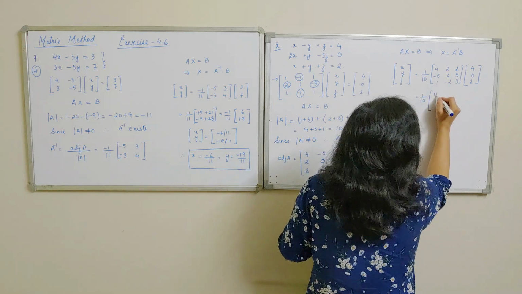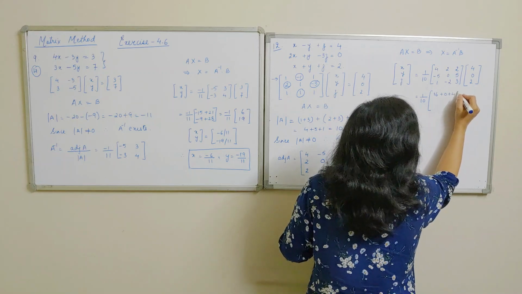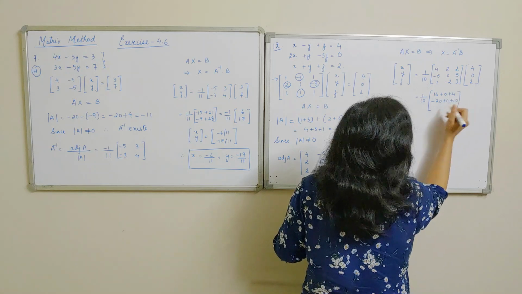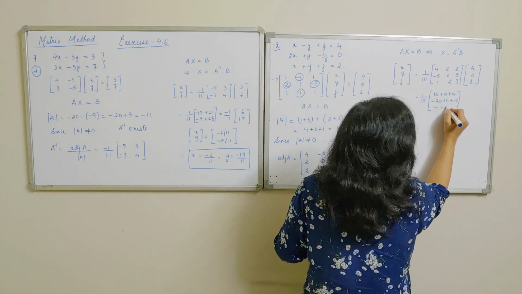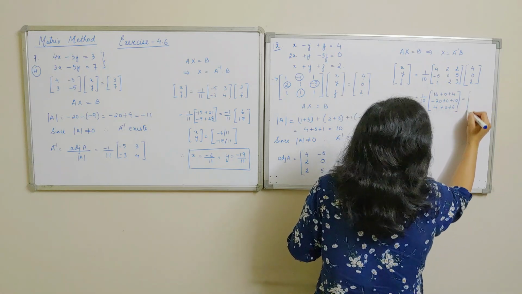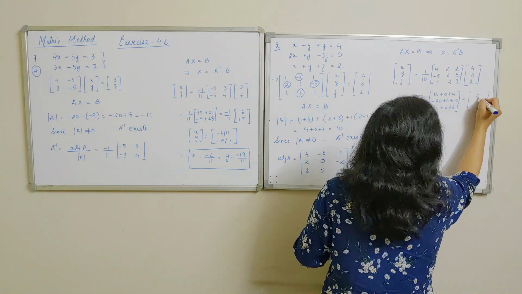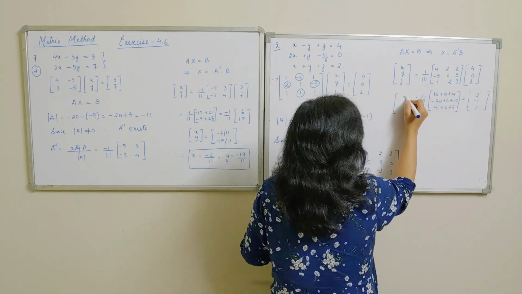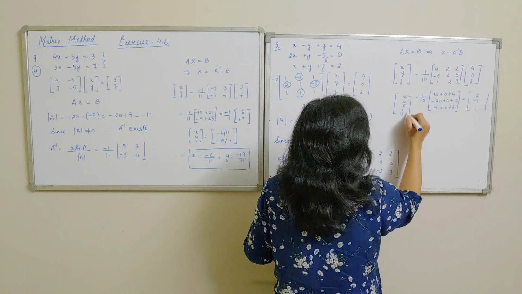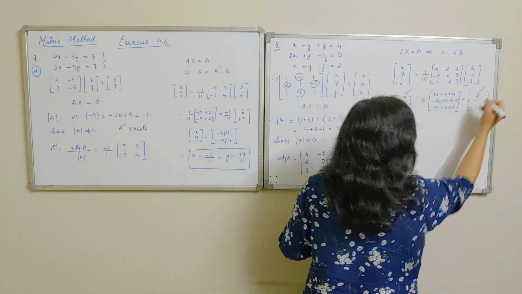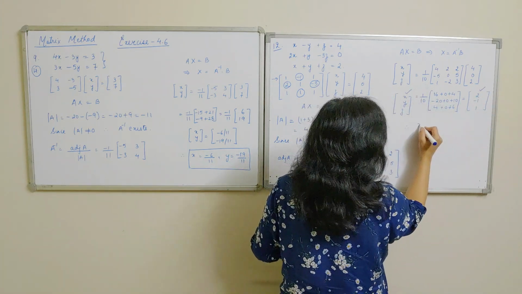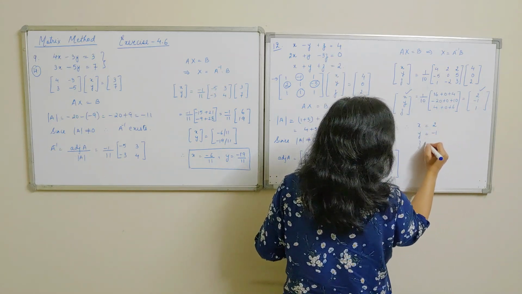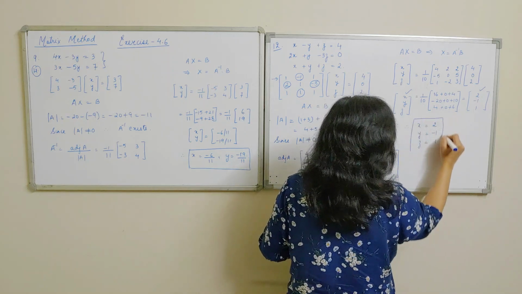So here we get 16 plus 0 plus 4. Next, minus 20 plus 0 plus 10. Then 4 plus 0 plus 6. So after simplification we get 2, minus 1 and 1, and the matrix XYZ is equal to this matrix. So using the concept of equality of matrices, we get x as 2, y as minus 1, z as 1. This is the final answer we have got.